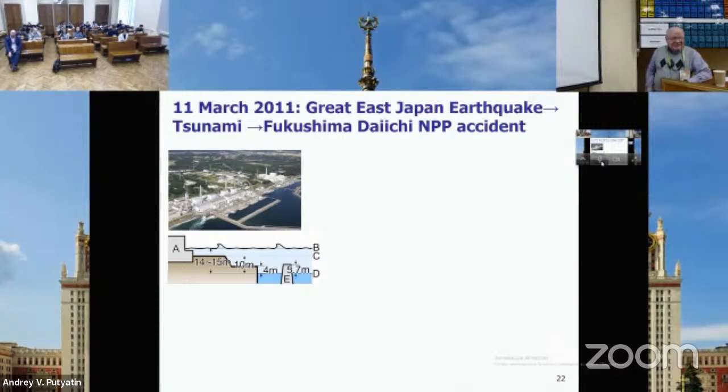Magnitude of 9 something. This earthquake triggered a tsunami, a very powerful tsunami, which caused the Fukushima Daiichi nuclear power plant accident. Here you can see the picture illustrating the tsunami situation. Here, with the height of 5.7 meters, is the anti-tsunami wall, which was constructed by TEPCO.